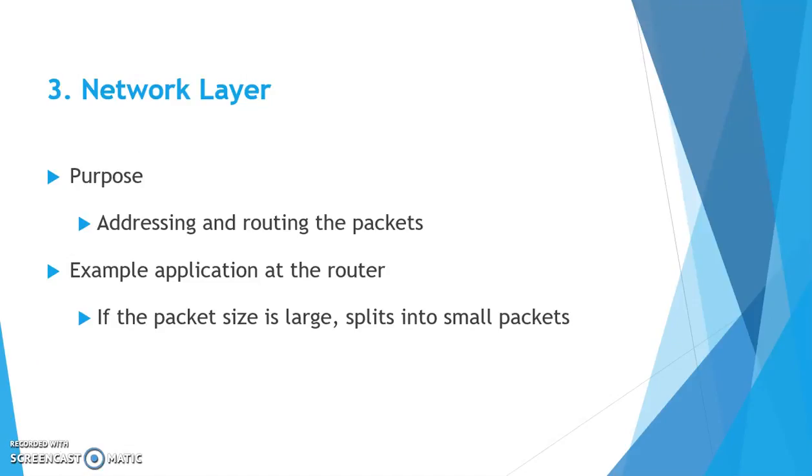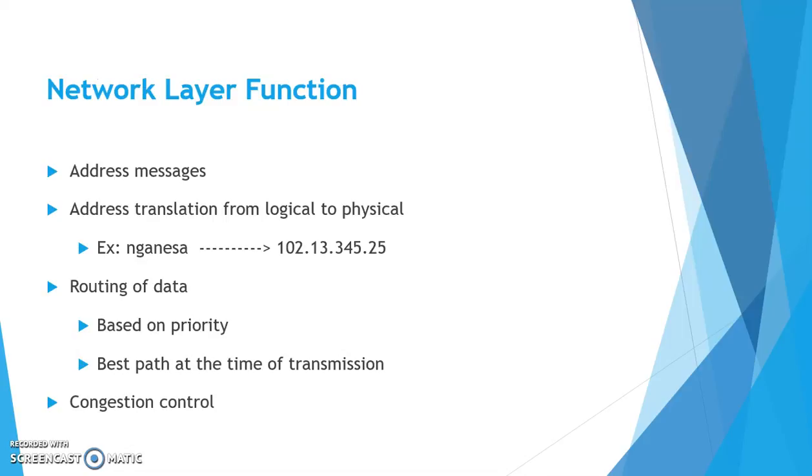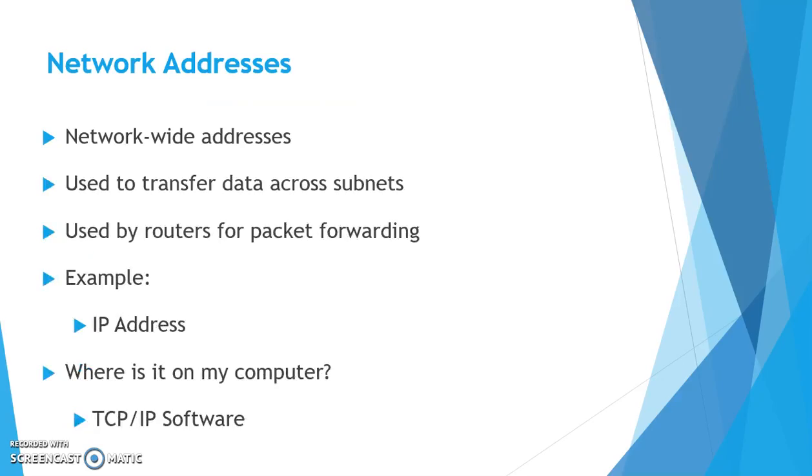Network layer. The purpose of the network layer is to address and route the packets. For example, if the packet size is large, it splits into small packets. Network layer functions: address messages, and address translation from logical to physical. Routing of data is done based on priority, and routing of data is through the best path at the time of transmission. Congestion control is the main function of the network layer.